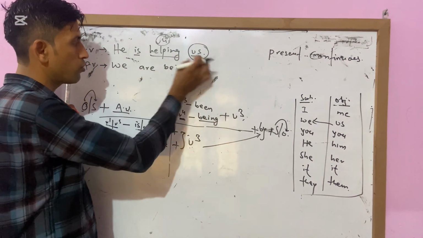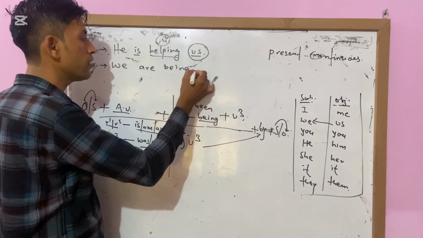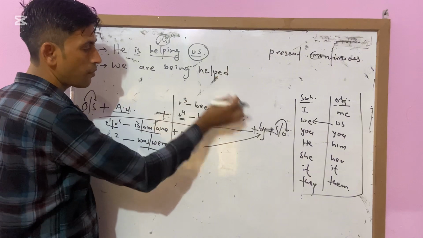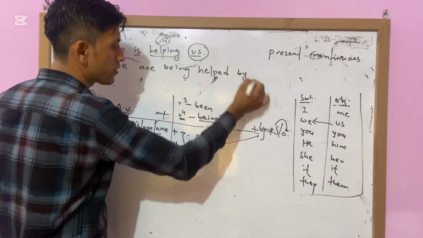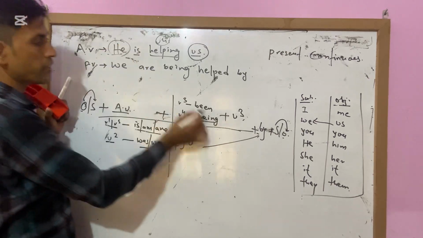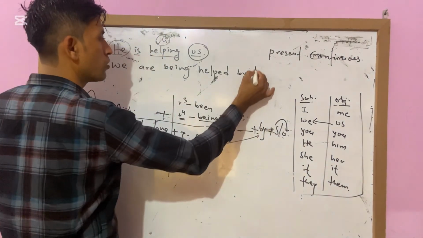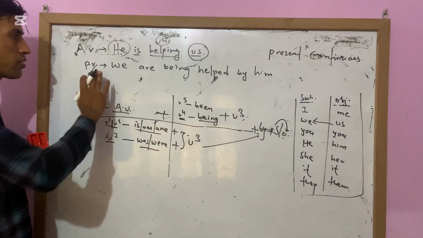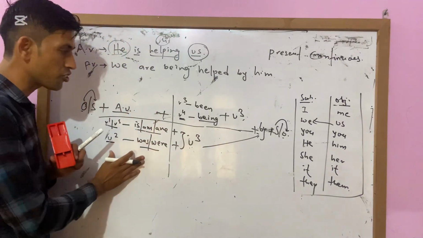So helping is verb 4. What is the verb 3 of helping? H-E-L-P-E-D, helped. After helped we use by. Then the subject we change into the object position. The subject is he, so the object is him. We write here him. This is the passive voice of present continuous tense from this structure.